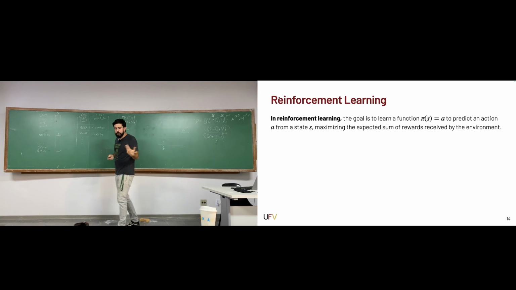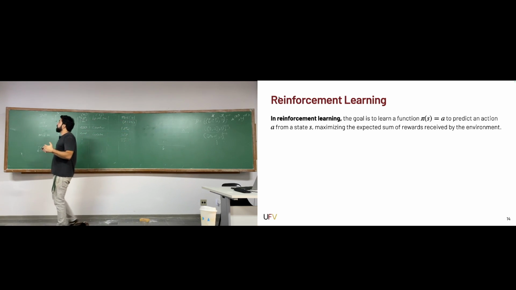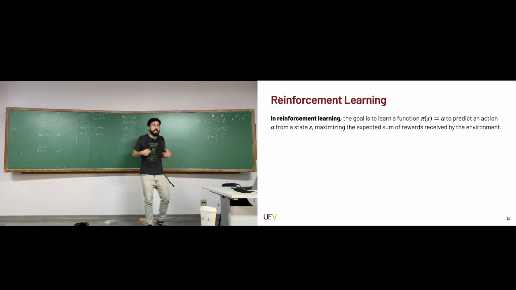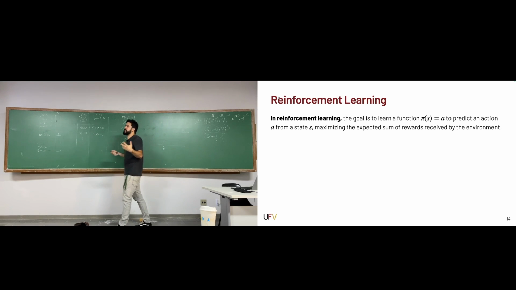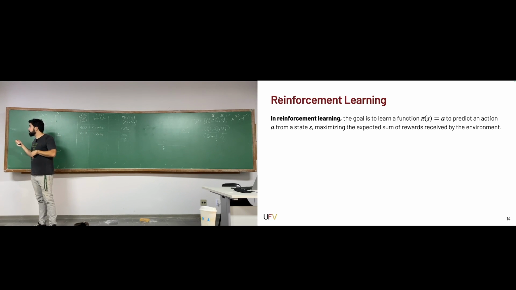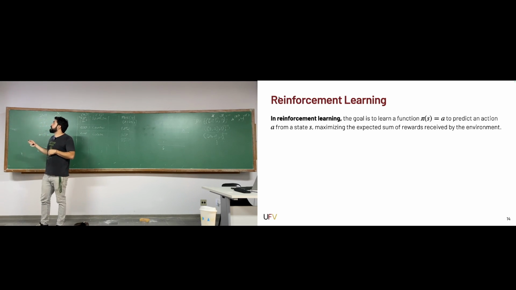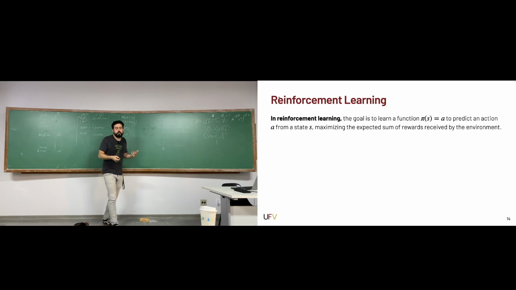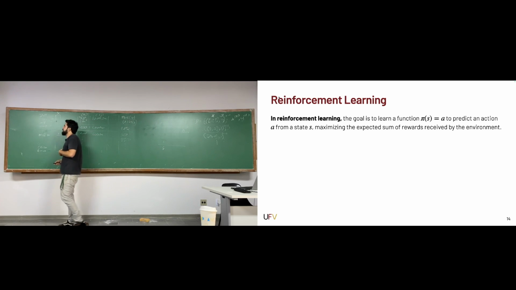Reinforcement learning is very common in the context of robotics, but it can also solve other problems. It's also very popular for game AI. If you want to build an agent that plays a game, reinforcement learning is very effective for that. So it predicts an action a from a state s, but it's also a function. And here, our optimization goal is a little bit different. We want to maximize the expected sum of rewards given by the environment.